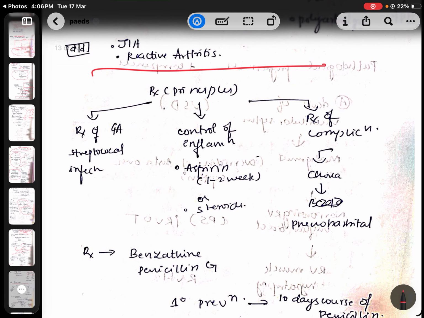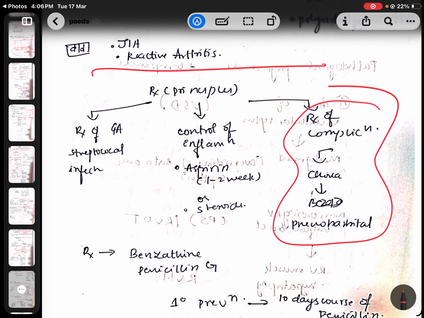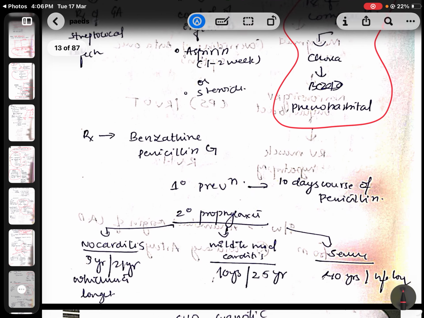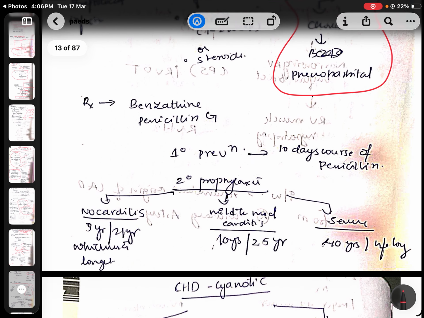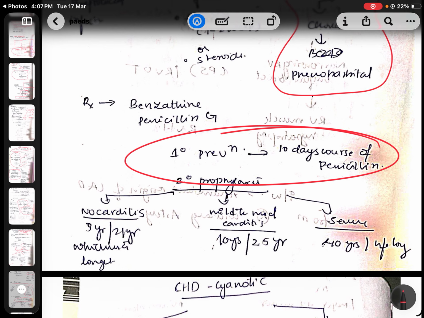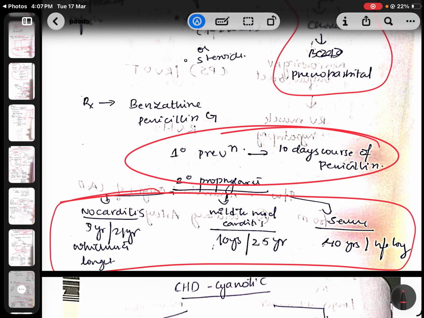Again, if there is a complication, you need to treat that also. Primary prevention is before the disease has happened, so you have to give a dose of penicillin. Again, secondary prophylaxis is something which is core and you should know in and out. Though you might not see cases of rheumatic heart disease now, it's your duty to remember it. Even if you do DM cardiology, this is one of the questions which they ask in their paper. That's the importance of rheumatic heart disease in this era.